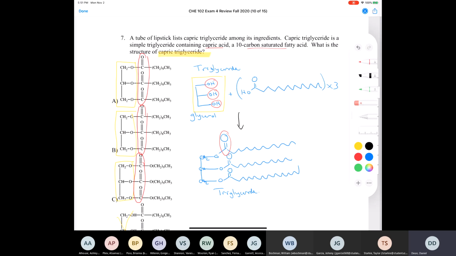And so if we draw the structure of capric acid, we have 1, 2, 3, 4, 5, 6, 7, 8, 9, 10. This would be capric acid. If you don't believe me, look at the carbons. 1, 2, 3, 4, 5, 6, 7, 8, 9, 10. Well, now that you've had a chance to think about it while I'm rambling on here, could anybody tell me which one of these would be correct? Would it be A, B, or C?